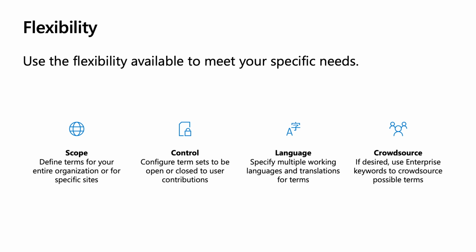Next, SharePoint's term store allows you to support multiple languages. So if your organization works across geographies and is multilingual, you can define default languages and all working languages that are relevant to you. And doing that, you can then define different translations and synonyms for all the terms in your term store. This then makes your end user experience tailored to their specific language. And finally, you can choose to crowdsource potential terms by using the enterprise keywords feature, where users can organically add tags to the keywords and you can then curate them and convert them to managed terms.